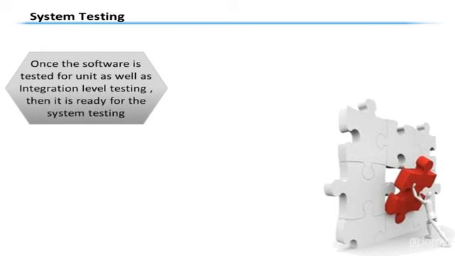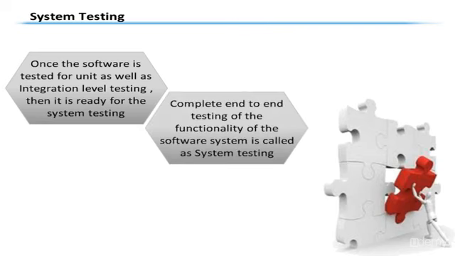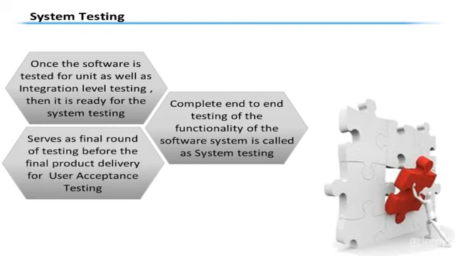After completion of the unit and integration testing, the software system is said to be ready for system testing. Now, here, the complete software system is tested functionally, as well as from the user perspective. This serves as the final round of testing before the final product delivery for user acceptance testing. Let's take a look at that.